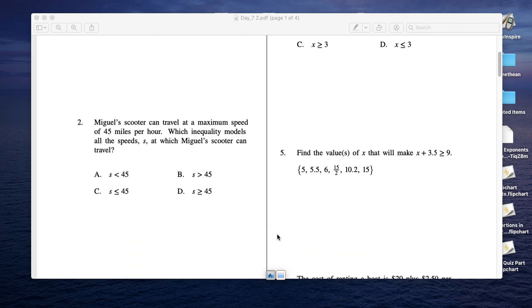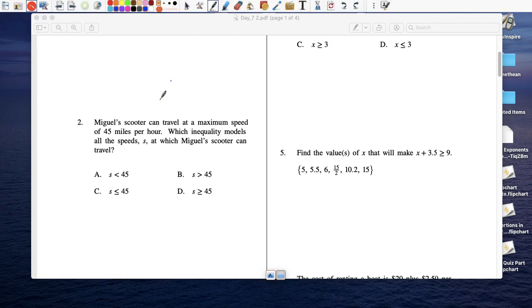2. The scooter can travel a maximum speed of 45 miles per hour. Which inequality models all the speeds S? So the maximum speed is 45. Can it be over 45? No, it can't be over 45. So therefore, this one is gone and this one is gone. Can it be 45? Yes. Can it be equal to 45? Also yes.